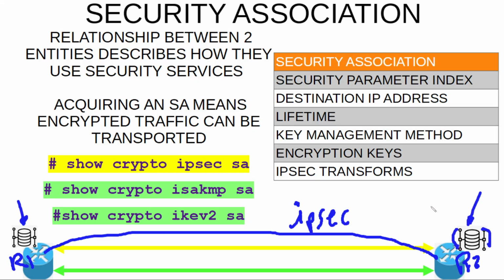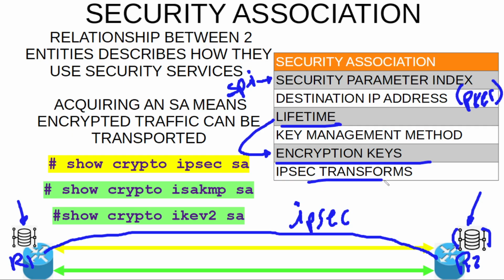These security associations are data structures that include an SPI that identifies this particular security association, the destination IP address of the peer, a lifetime, the key management methods such as the Diffie-Hellman group, the encryption keys that are being used. These encryption keys are going to change when the lifetime expires, and the transform. Remember that the transform is a combination of encryption algorithm and hashing algorithms.